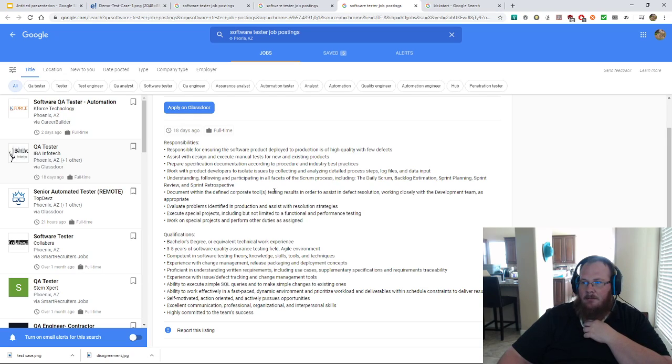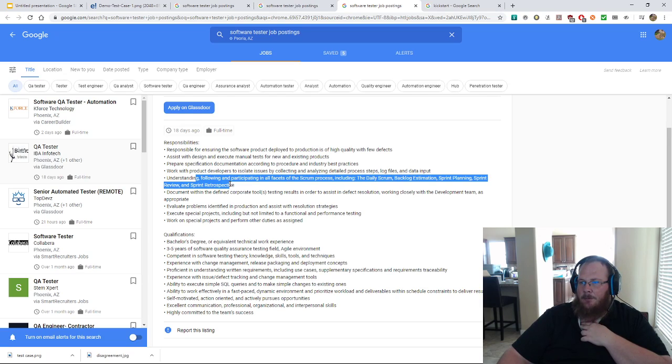Okay, responsibilities. Things are deployed, and they have few defects. Assist with design and execute manual tests. Okay, we've covered that. Prepare specification and documentation. Yep, got to write crap down. Work with product developers to isolate issues. Okay, that's debugging. Understanding, following, and participating in all facets of the Scrum process. It's part of the development methodology.